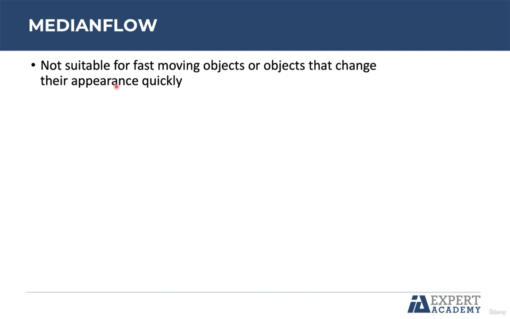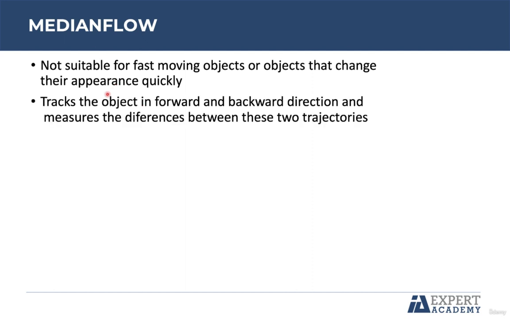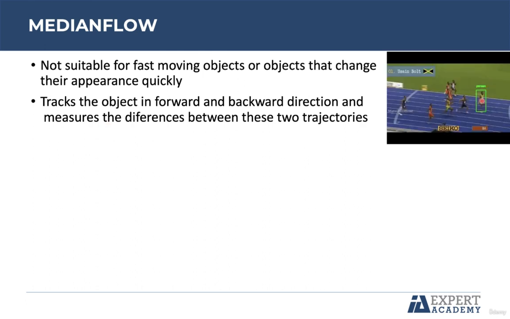The main concept of the algorithm is that it tracks the object in forwards and backwards directions and measures the differences between these two trajectories. For example, in this image, we have the previous frame and the posterior frame. To know the next location the object will be, the algorithm calculates the difference between them, so we know if the object is following the trajectory correctly.